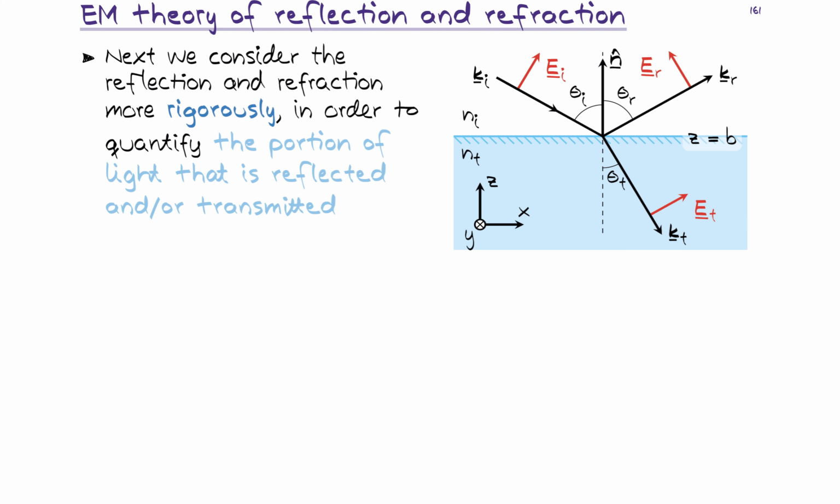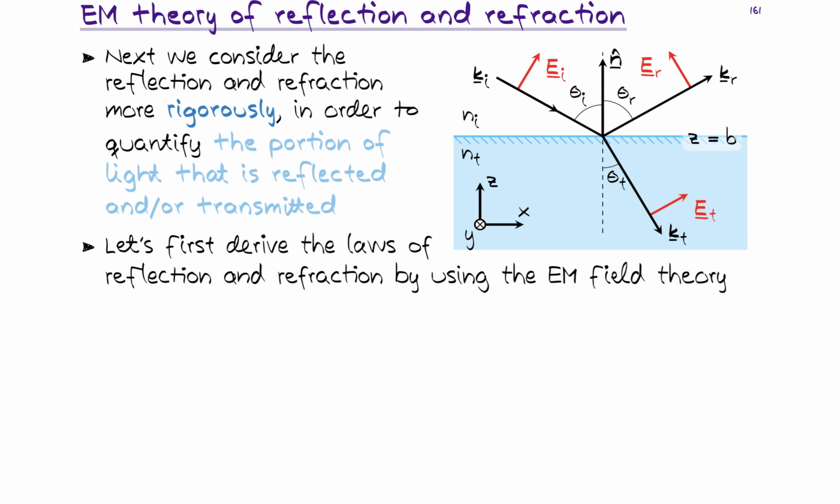Essentially, this also provides us means to calculate the Fresnel coefficients that we will be speaking about in the next lecture. So let's first derive the laws of reflection and refraction, and this we will do by just using the electromagnetic field theory, so basically Maxwell's equations.